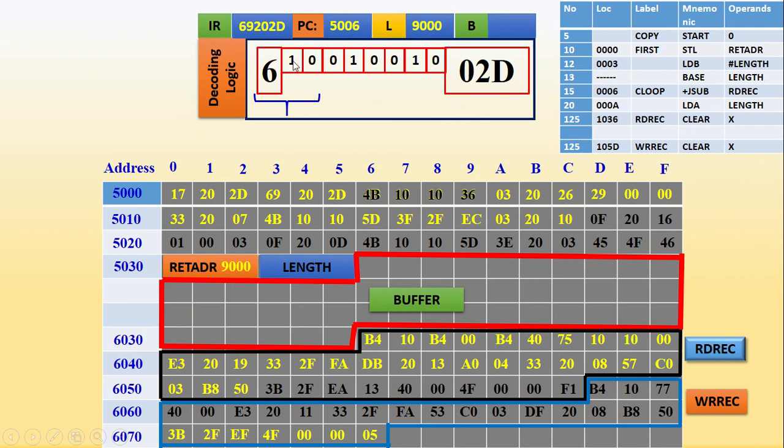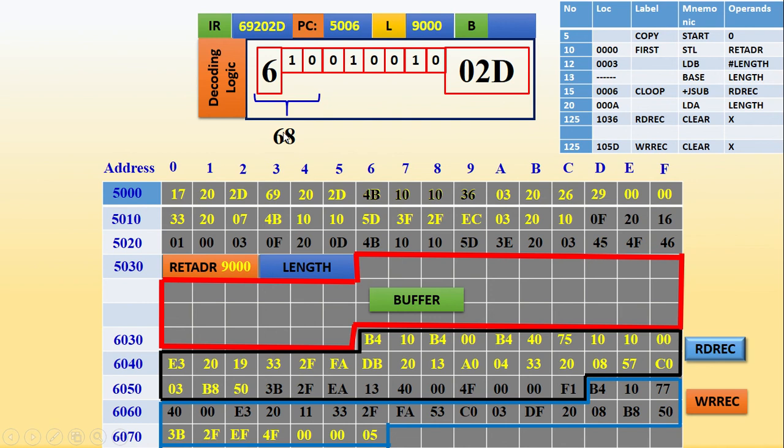Here what are the 2 bits we have? 1, 0. But remember, when the assembler generated the object code, it wrote 10 and discarded 00. Now the microprocessor adds those 2 zeros at the end. So this will be 10 followed by how many zeros? 2 zeros. 10 followed by 2 zeros, meaning it is 8. So this will be 6 and this portion will be 8. So the opcode will be 68.